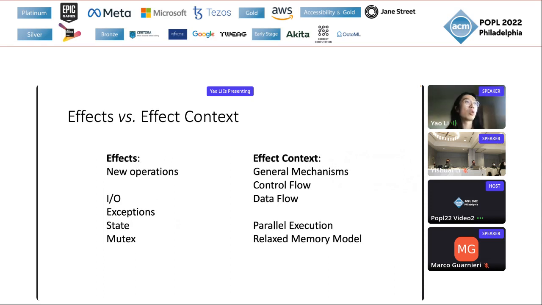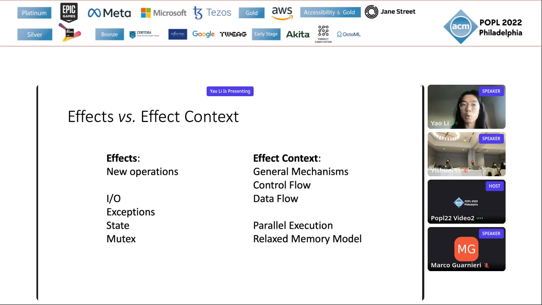Some people would argue that parallel execution, etc., are also kind of effects. But I want to make a final distinction here. Effects in my talk refer to new operations that have something to do with the world, like IO, exceptions, states, mutex. On the other hand, the effect context is about something more general. It doesn't add a new operation, but it has something to do with the entire program, with all the effects, how the effects are connected, and how the effects are executed.